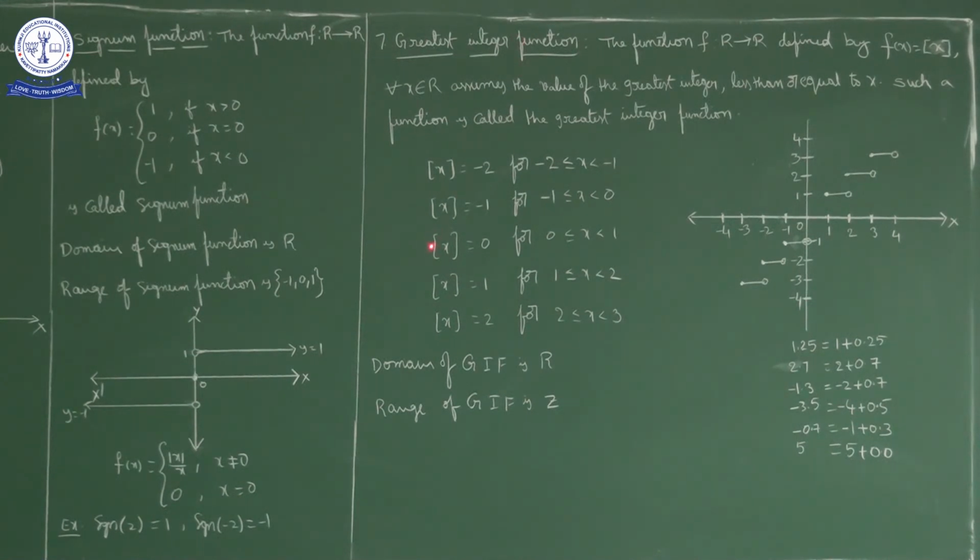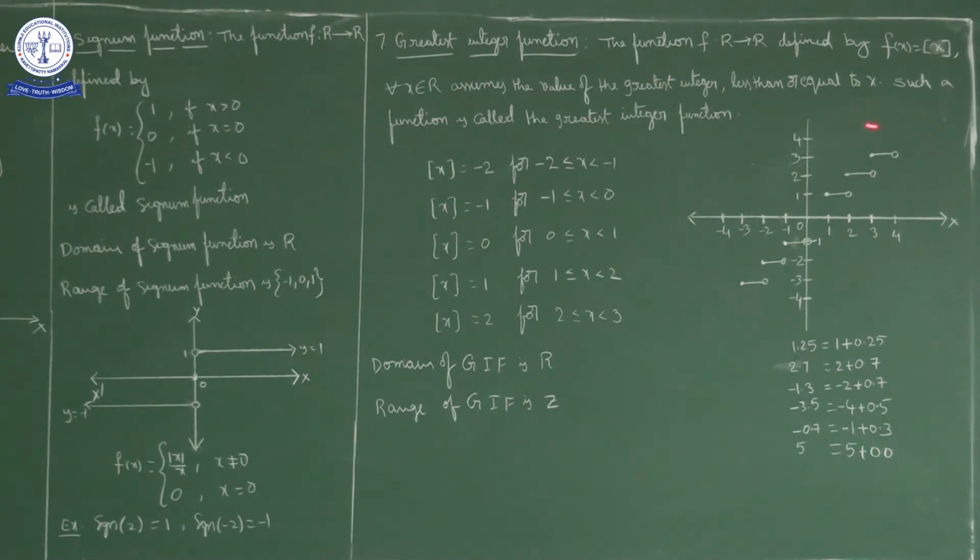Greatest integer of x is 0 when x lies between 0 and 1, 0 included, 1 excluded. Greatest integer of 0.5, 0.7, 0.8, 0.9, even 0.9999999 is 0. Now greatest integer of x is 1 when x lies between 1 and 2, 1 included, 2 excluded. Greatest integer of 1, 1.2, 1.3, 1.7, 1.9, 1.9999 is 1. Like that we will write.